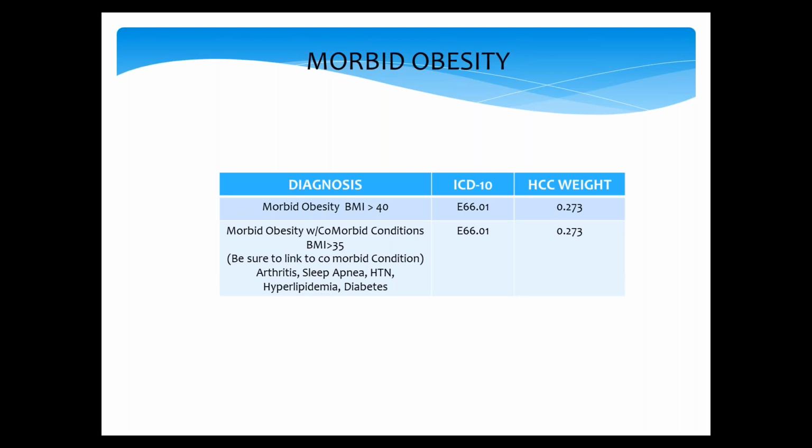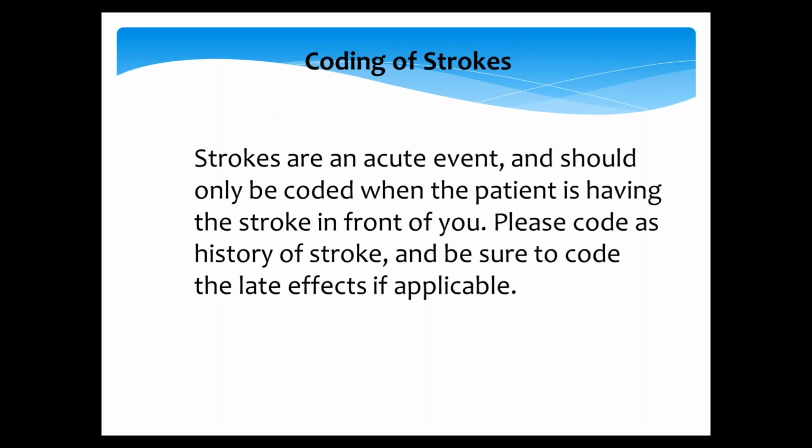Morbid obesity: it's critical now for every patient you see in Medicare that you document their BMI at least once a year, so we're picking these up more and more. Morbid obesity with a BMI greater than 40 definitely gets you a risk score of 0.273, so you want to make sure all those patients with morbid obesity are coded with that BMI. And if they have a BMI of over 35, but you can link it to something like sleep apnea, hypertension, hyperlipidemia, diabetes, basically saying that their obesity has caused those conditions, you also get an HCC weight. So you need to do that as long as their BMI is over 35. But for every patient in Medicare, you should be documenting their BMI.